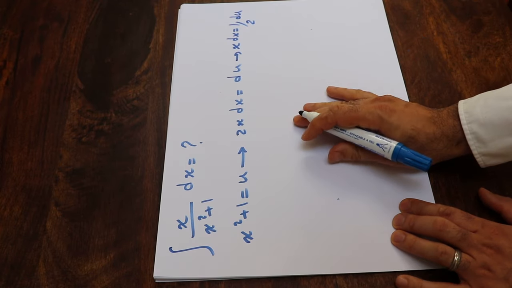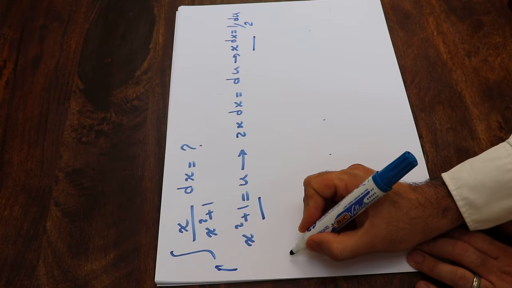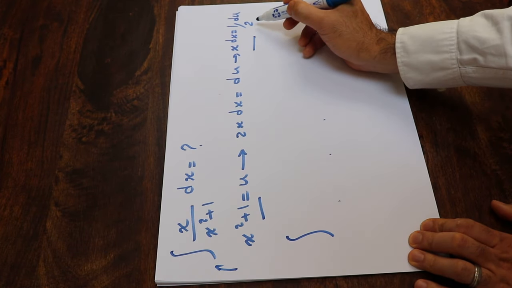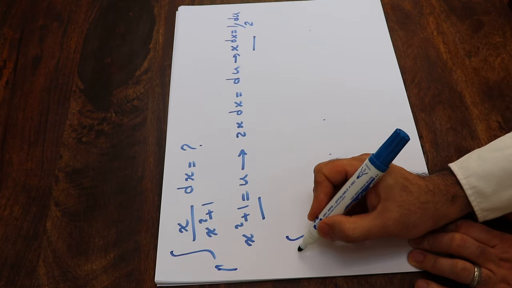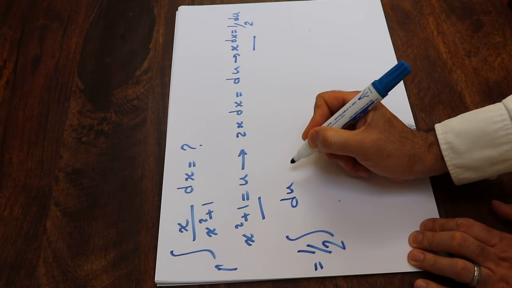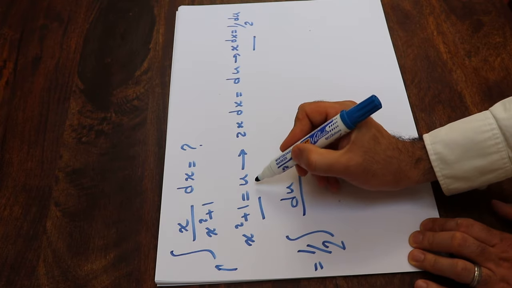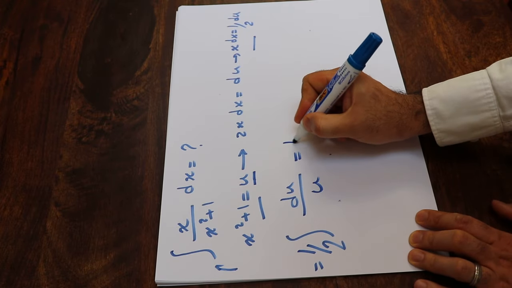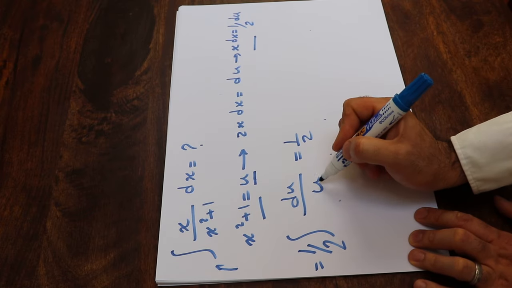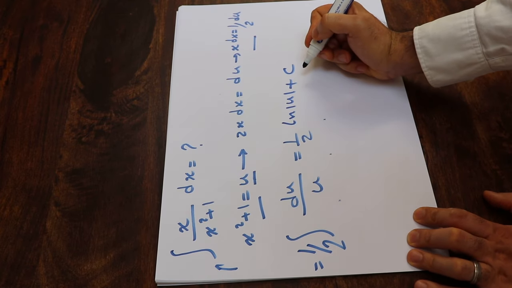Now if you substitute these two expressions into this integral, instead of x dx, I simply write 1 divided by 2 times du. So 1 divided by 2 is a constant, so I take it out of the integral, du divided by, instead of x² + 1, I write u. Therefore, this will be equal to 1 divided by 2 times, and we know that the integral of du over u is equal to ln u plus c, that is the constant of the integral.